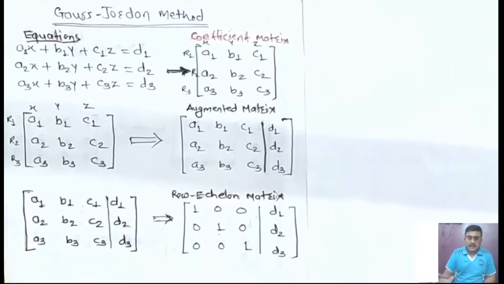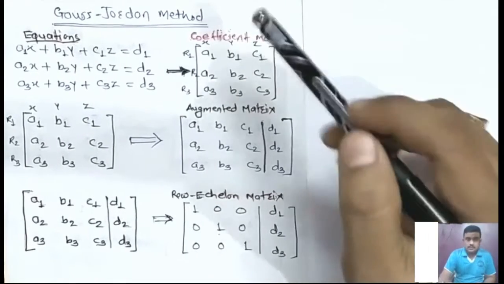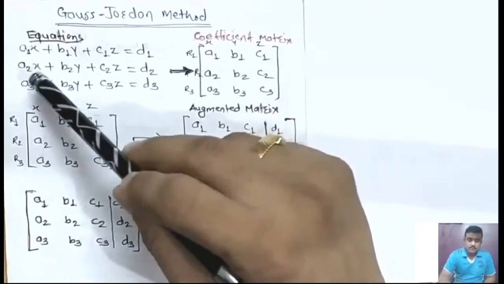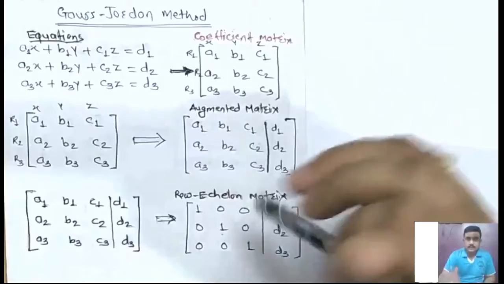Hello students, today we are going to learn the Gauss-Jordan elimination method. The Gauss-Jordan elimination method is used to find the values of unknowns x, y, z in the given equations.